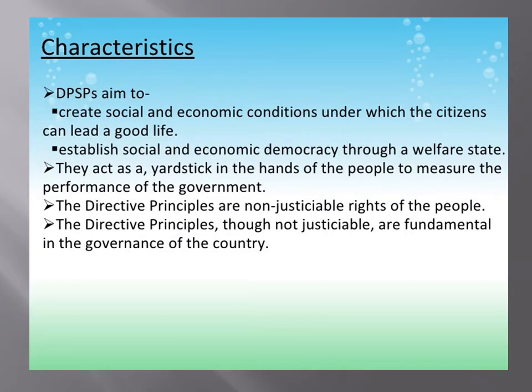Now, the characteristics, or what is the aim of this DPSP? To create social and economic conditions under which the citizens can lead a good life, and to establish social and economic democracy through a welfare state. They act as a yardstick in the hands of the people to measure the performance of the government. And these are non-justiciable rights of the people, though not justiciable, but fundamental in the governance of the country. So these are the characteristics of the directive principles of state policy.